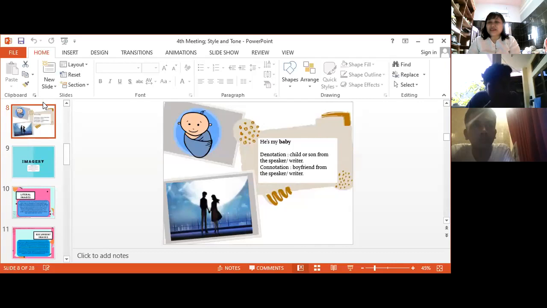For example here, he's my baby. Denotation: child or son from the speaker or writer. Connotation: boyfriend from the speaker. Baby, he's my baby. For example, itu ada dua makna ya, dia bayiku, that's called denotation meaning. Dia pacarku, itu artinya makna connotation ya.